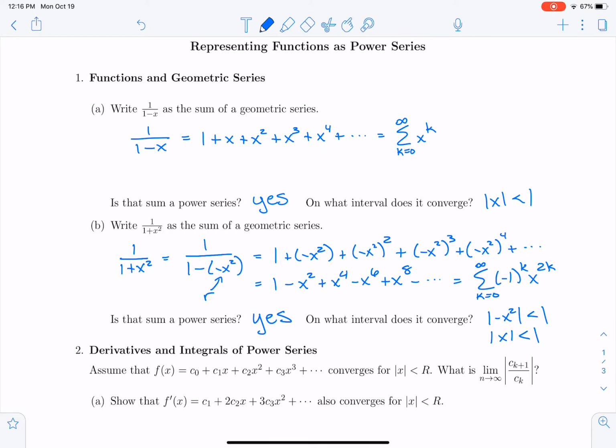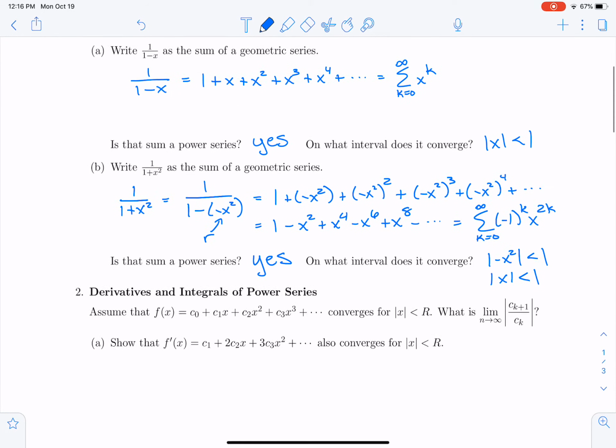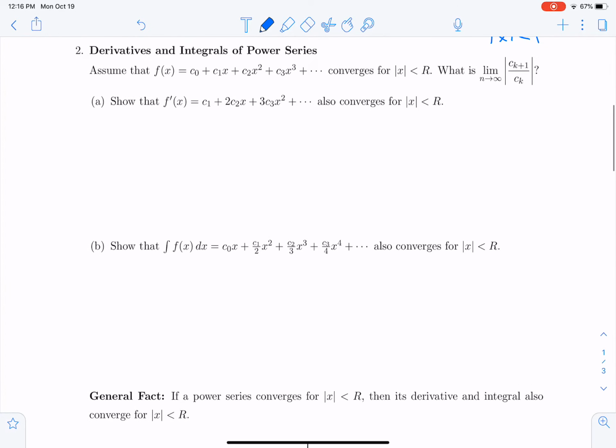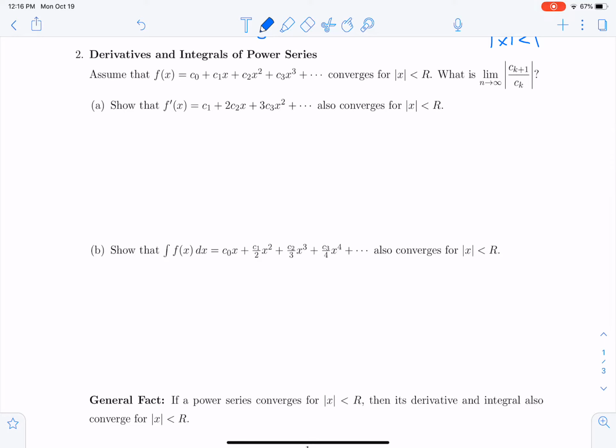So now that we've seen how to use geometric series to write some functions as series, we can now ask the question: are derivatives and integrals of power series convergent? What is the radius of convergence for the derivative or integral of a power series? I want to, in particular, start by looking at this series.